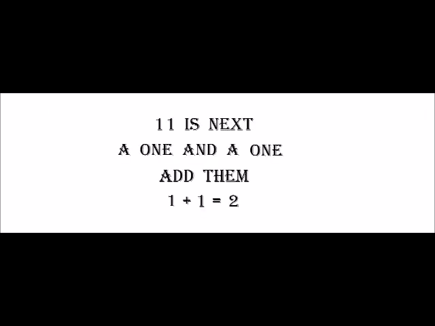So if we take our normal numbers, 1, 2, 3, 4, 5, 6, 7, 8, 9, the next number to come will be 10, which is made up of a 1 and a 0. So if we add that 1 and a 0, we get 1. Just stick that in there. 11 is next, a 1 and a 1. So we'll add them as well.